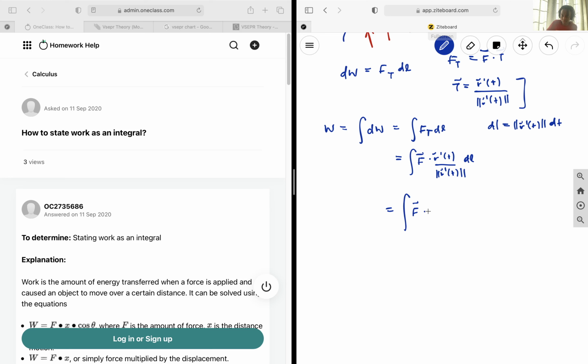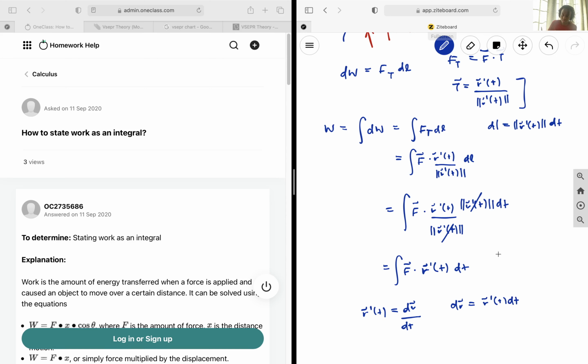We get the integral of the force dot the tangent vector, and then we're going to put in our dl/dt. These two will of course cancel out, and so this will give us the integral of F dot the derivative of the vector describing the path, dt. And then lastly, you just need to remember that r prime(t) is equal to dr over dt, which means that we can state dr is equal to this, which will simplify this to become the integral of F dot dr, and this will be our final answer.